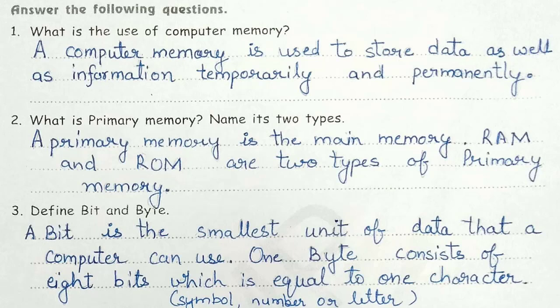Children, the third question is, define bit and byte. A bit is the smallest unit of data that a computer can use, and byte consists of 8 bits, which is a sequence of zeros and ones, and which is equal to 1 character. A character may be a symbol, number, or any letter. So, we are done with question answers.